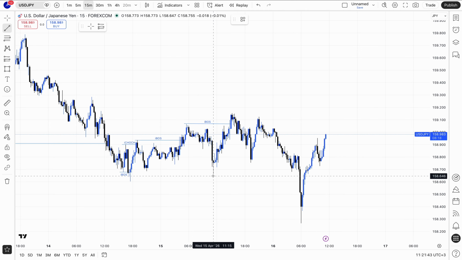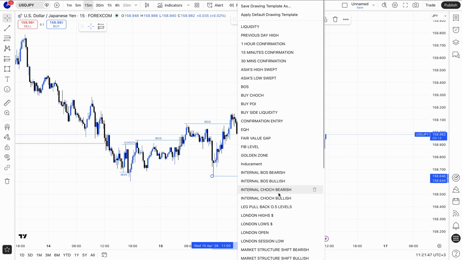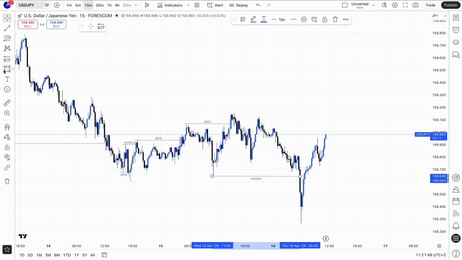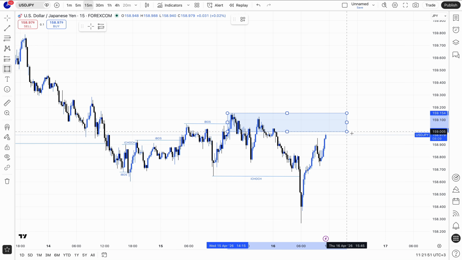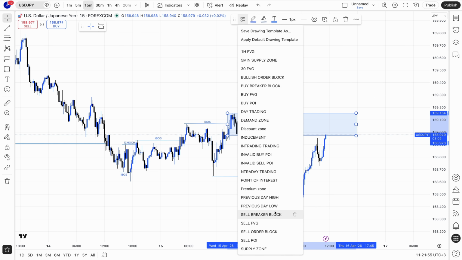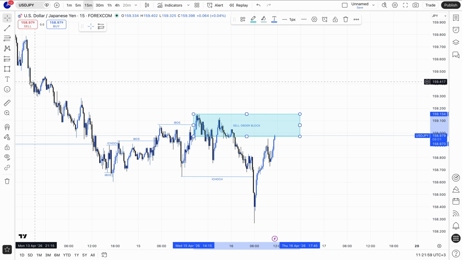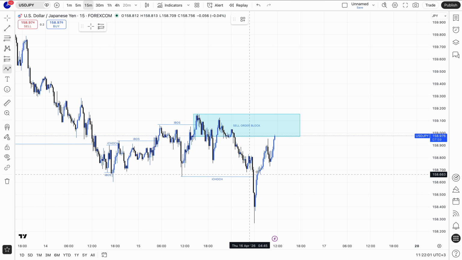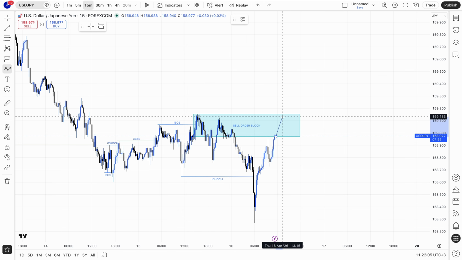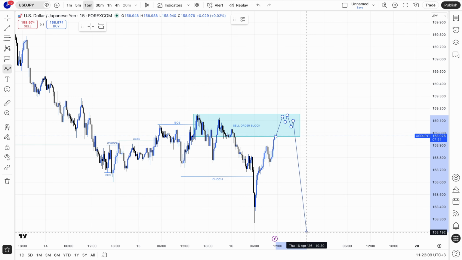Then from here we have a change of character to the downside that happened during Asian session. And then we have our sell order block, which is just here, what we call the bearish order block. What's our plan? Our plan is very, very simple. Scenario number 1, we're going to wait for the price to come and take out all this liquidity. Then we start looking for sell confirmation. That will be scenario number 1.